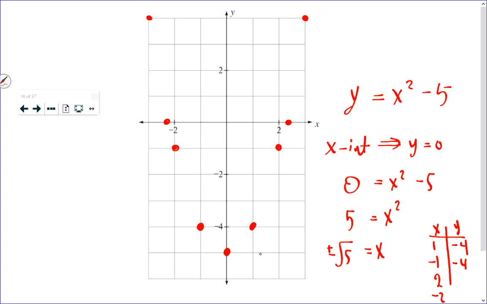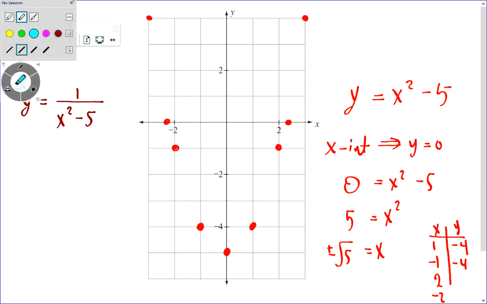Now, what about the reciprocal? Well, I'm going to go back to the more conceptual thing that we learned last time. If I want to graph the reciprocal of x squared minus 5, and I'm just going to give it one more crack, you need to understand that this is the same as this, isn't it?